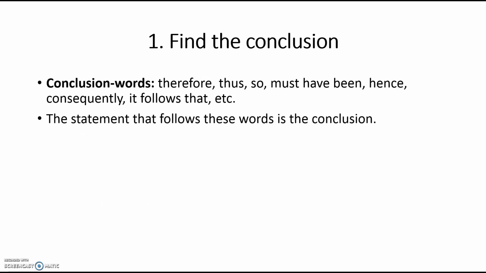Well, one clue that you'll often encounter are conclusion keywords. So when you see words like therefore, the statement that follows the therefore is going to be the conclusion of the argument. Here's some synonyms for therefore. Thus, so, must have been, hence, consequently, it follows that. All of these are red flags that say, I'm about to announce the conclusion that you're supposed to accept on the basis of other premises.